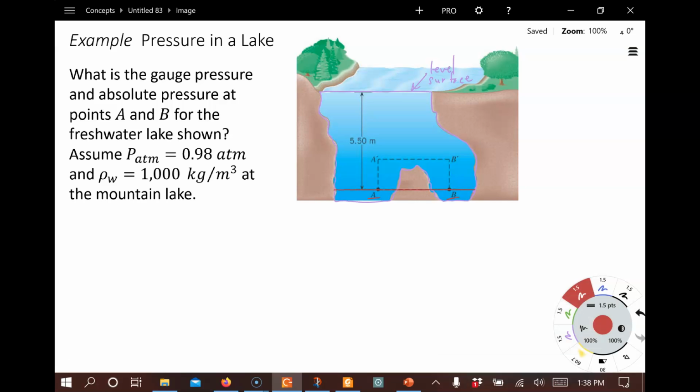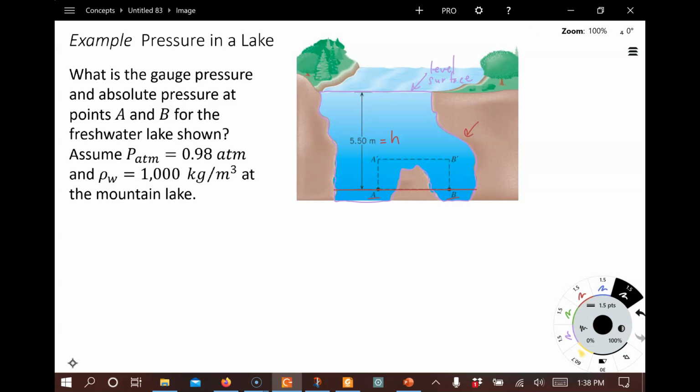So if we look, for example, at the line that goes through A and B here, that line is the same distance below the surface, 5.5 meters depth h below the surface. So it's going to have the same pressure for A and B. This little spot over here doesn't matter. That's not the way it works.